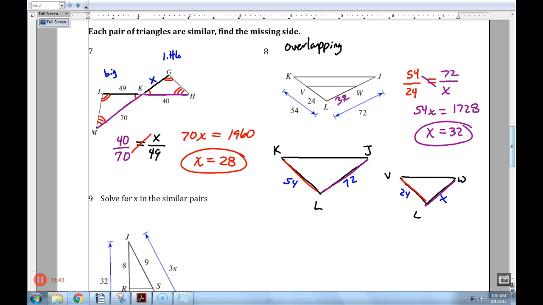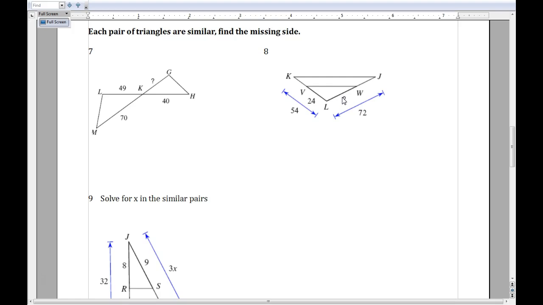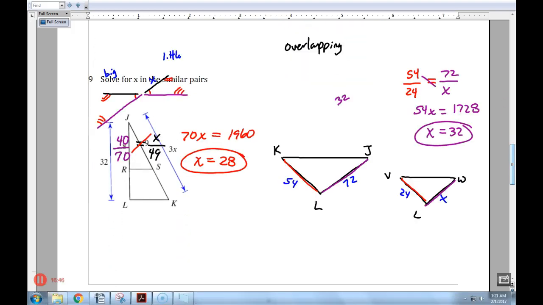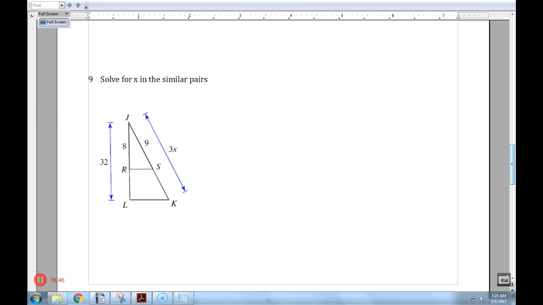And finally, last one. This one's a little bit rougher. This one's got some variables in there. It's just a little bit tougher. So final question, number 9. Solve x for the similar pairs. I'm going to attempt to do this one without redrawing.